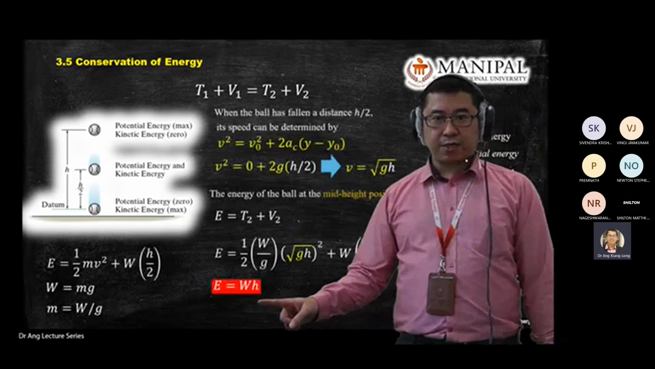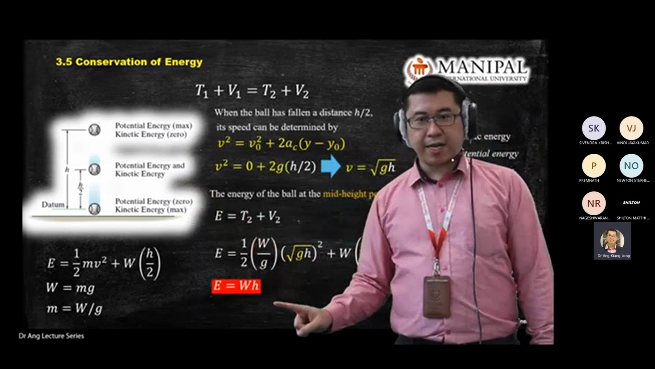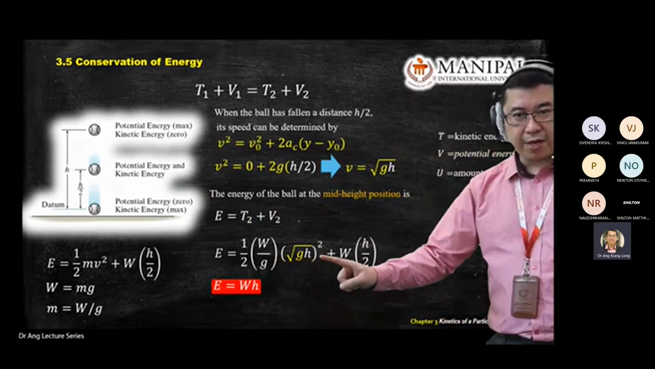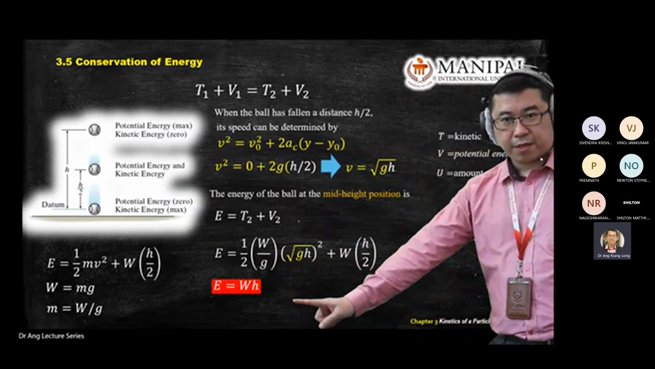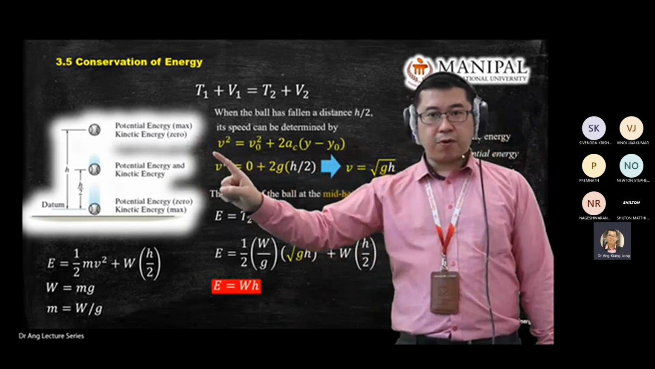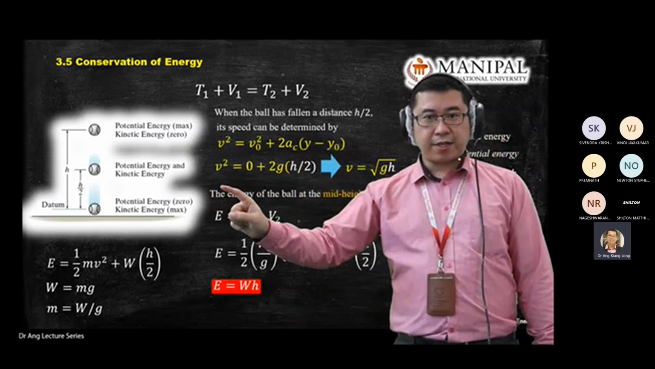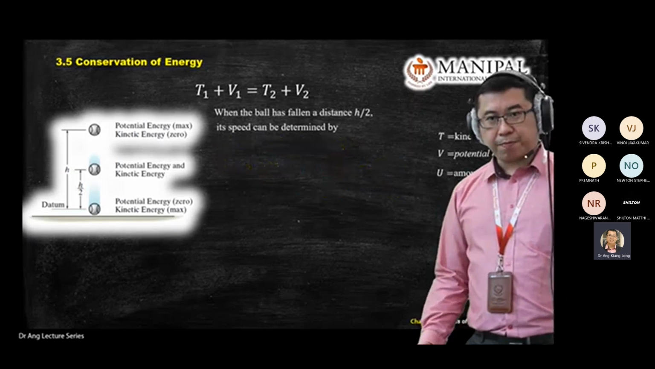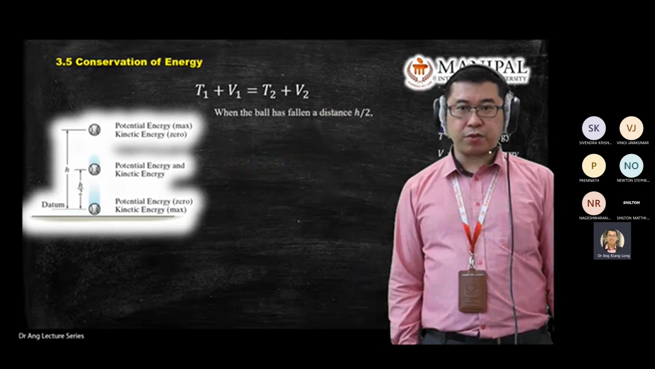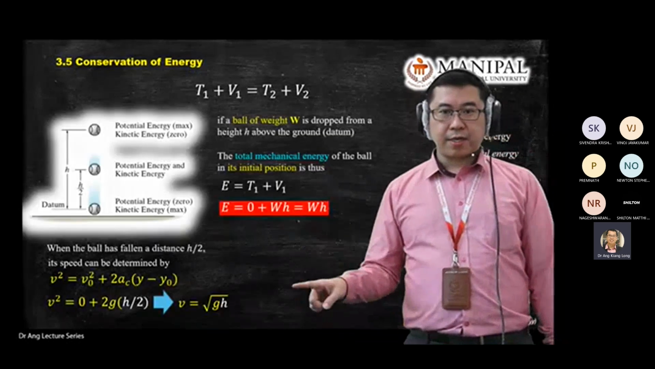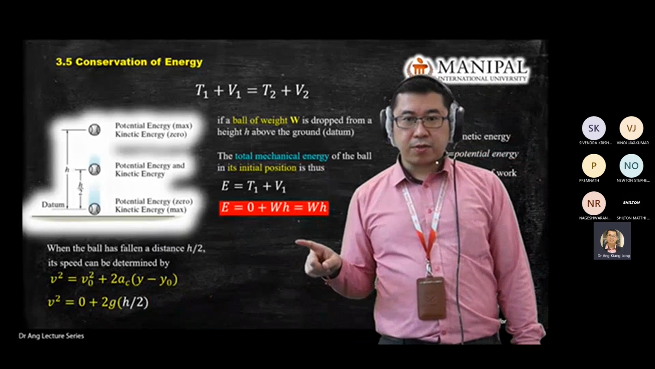You still get energy at the center there, still equal to WH, because half here, half here. You prove that there's no change of energy here before, at the center, and at the last one. So at the last one, you apply the same mechanical energy also.